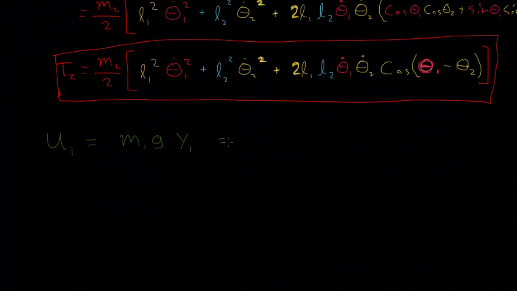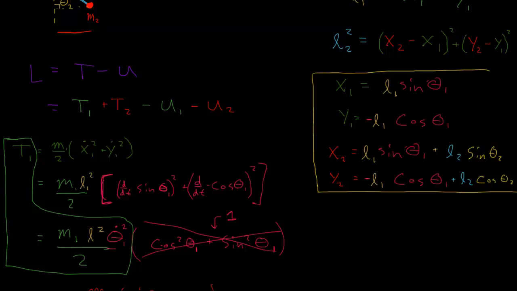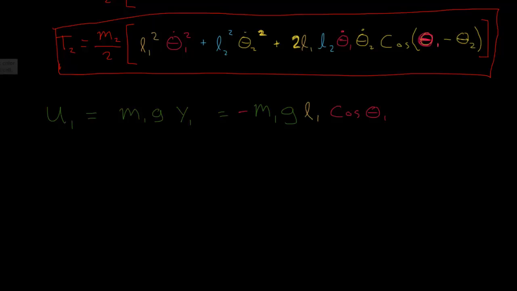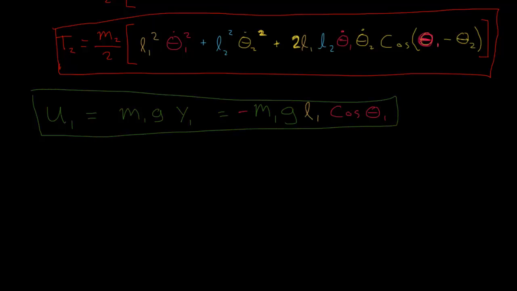So it equals m1 g L1 cosine theta 1. And it's negative, right? Is that what we said? Negative cosine theta 1, right? So U2, after doing T2, U1 wasn't so bad. So here's our U1, and now let's do U2.